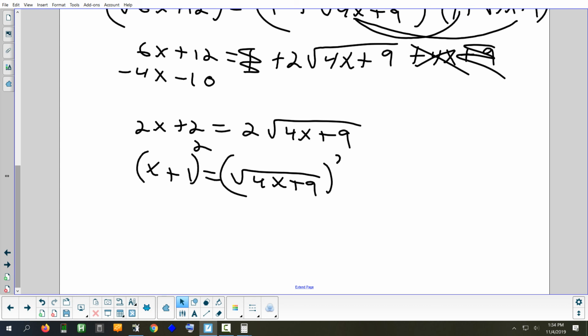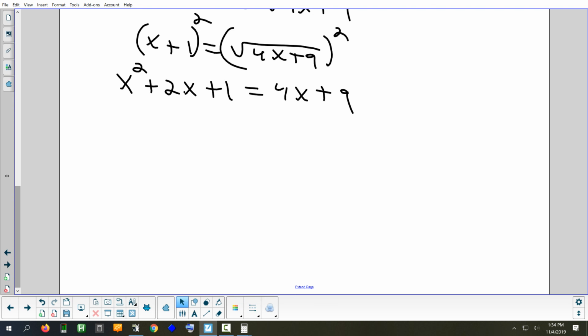Square, square. X plus 1 squared, what do you get when you FOIL that? X squared plus 2x plus 1 equals, what's on the right? 4x plus 9. Yeah, that's the easy part. Now how many square roots are left? None. Okay, so now we got rid of all the square roots.